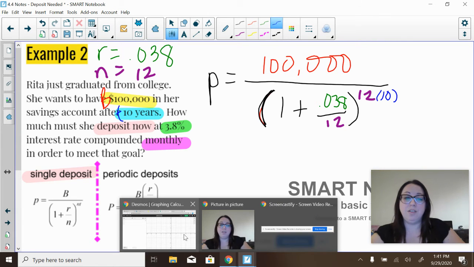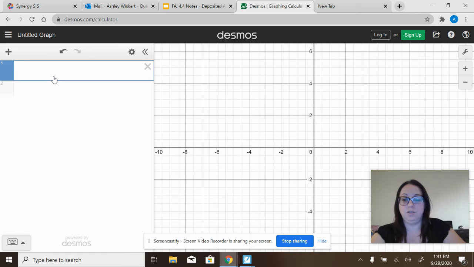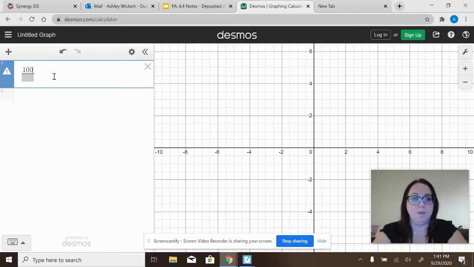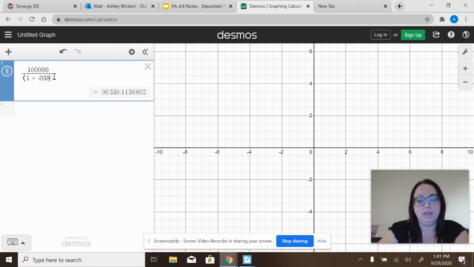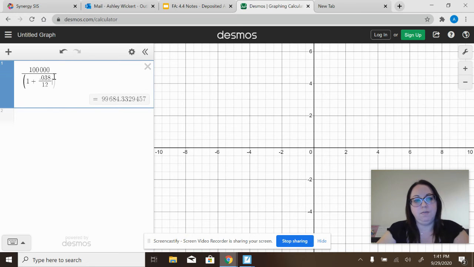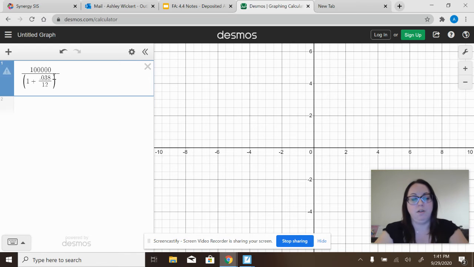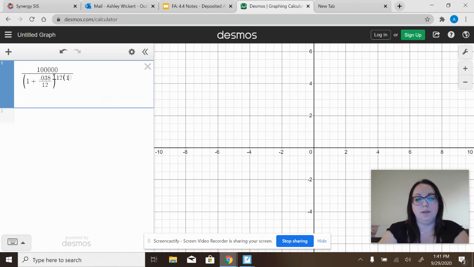I'm going to go to my calculator, and I'm definitely going to just type that in. So hitting the divide key, I'm setting up $100,000, 5 zeros. And then in the parentheses, 1 plus my rate, 0.038, divided by 12, in parentheses, and I'm going to raise that to the power of 12 times 10.